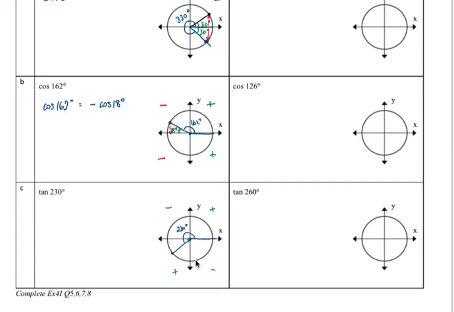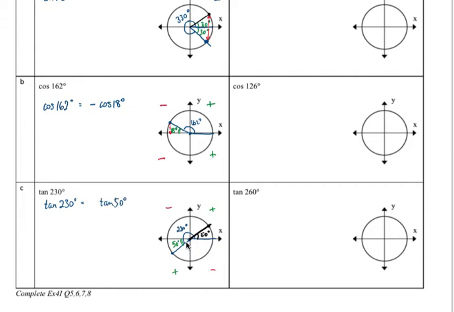Our next step is to find the distance between the line we've just drawn, our ray, and the nearest x-axis. So we can see here, it'll be this. Now we've gone 230, which is 180 plus another 50. So this would have to be 50 degrees. We want to match this into our quadrant 1. So the reference angle is going to be over here, and this is going to be 50 degrees. So we can say tan 230 degrees is equal to tan 50 degrees.